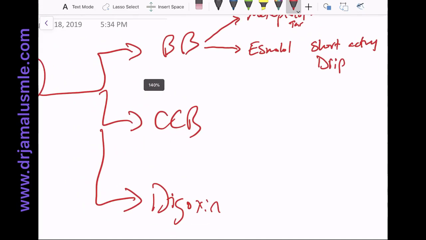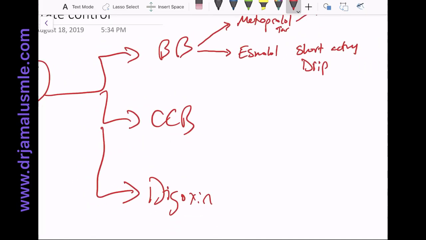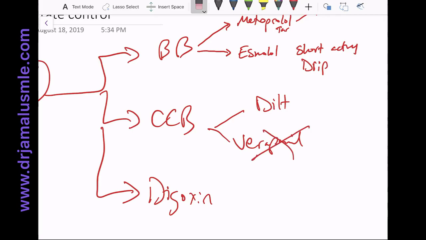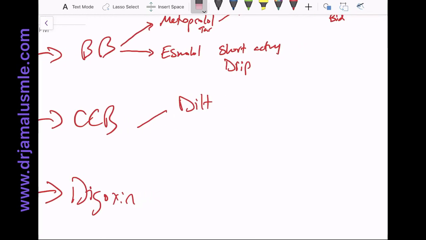In relation to calcium channel blockers, the calcium channel blockers that we use are the non-dihydropyridine, which act on the heart. There are two, diltiazem and verapamil. We don't use verapamil as much in this setting, so you will only see diltiazem. Diltiazem can be used PO, IV push, and drip.